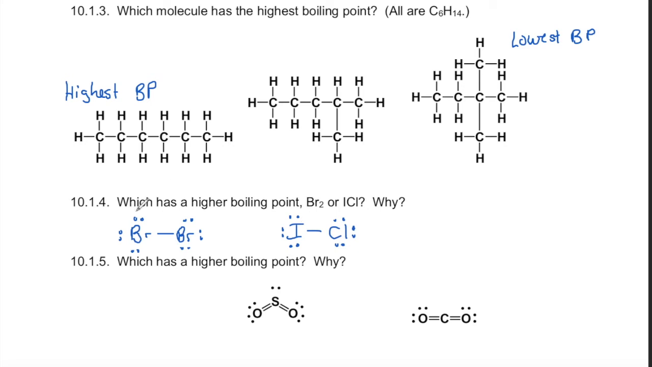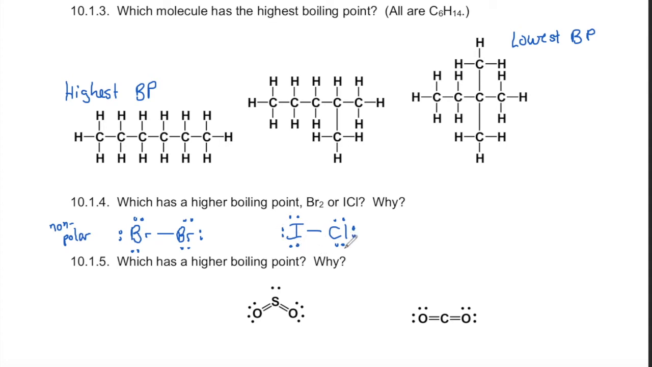Let's compare these two molecules. We have bromine and we have iodine chloride. And they're similar in mass, they're similar in size and surface area. However, we have the two bromines, which are fairly evenly matched in electronegativity. In fact, they are exactly evenly matched. So this would be a nonpolar molecule.